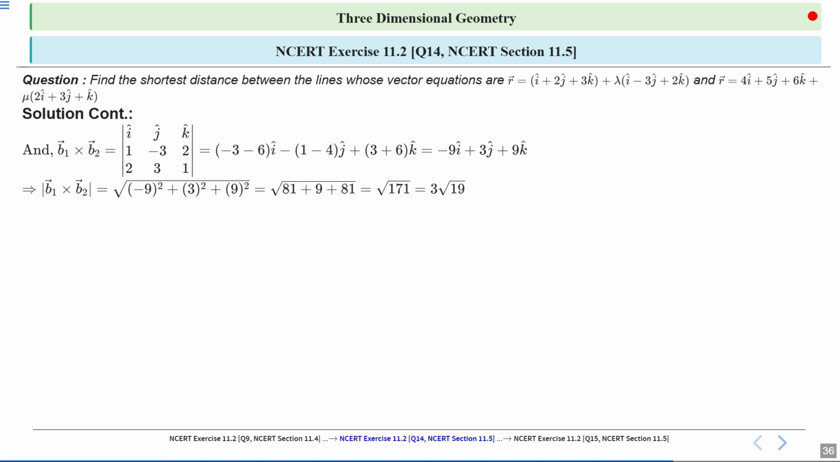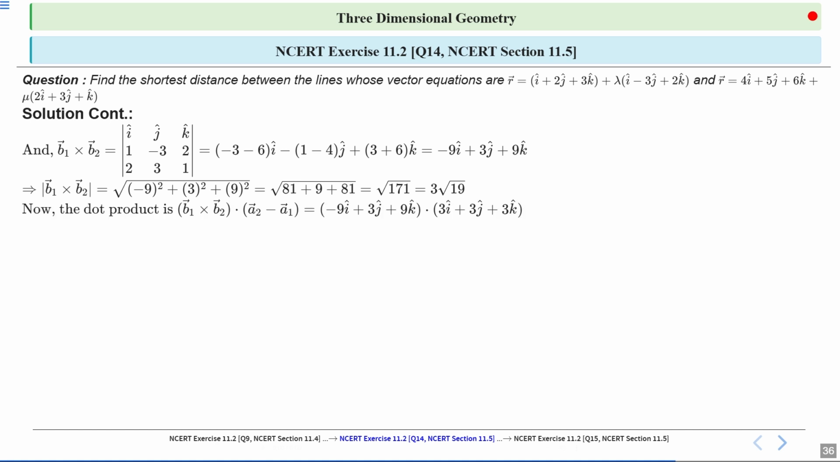So the magnitude of b1 cross b2 will be equal to the square root of (minus 9) square plus 3 square plus 9 square, which is equal to the square root of 81 plus 9 plus 81, which is equal to the square root of 171, which is equal to 3 square root of 19.